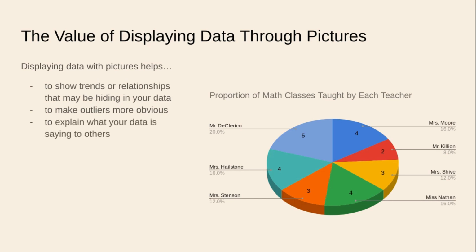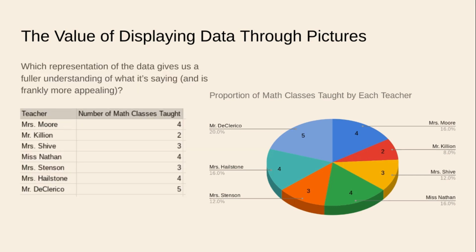And explain what our data are. Again, there it is. What our data should be saying to others. Okay? So, again, it's a part-to-whole analysis. How is the math department divided up? This is an easy way of explaining how it's divided up to someone who doesn't want to look at a boring table like this.